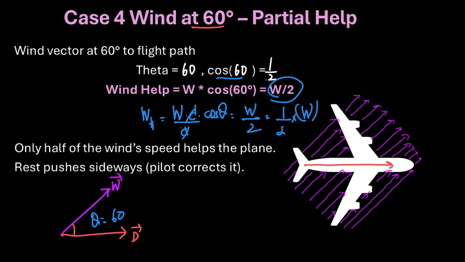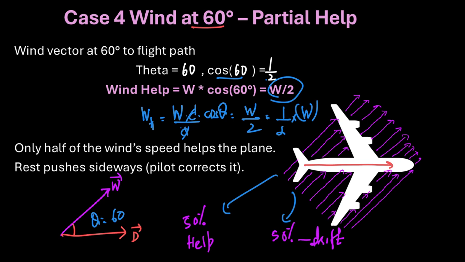Which means only half of the wind will help the plane to increase its speed. The other half will push it sideways. So the wind here is playing two roles. 50 percent of the wind will help the plane. The rest 50 percent will drift it. Hope that makes sense.